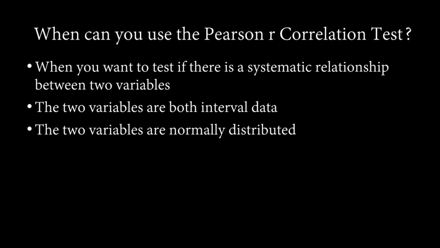So when can you use a Pearson R correlation? First of all, when you want to test if there is a systematic relationship between two variables. The two variables are both interval data if we're using a Pearson R, and the two variables are normally distributed.